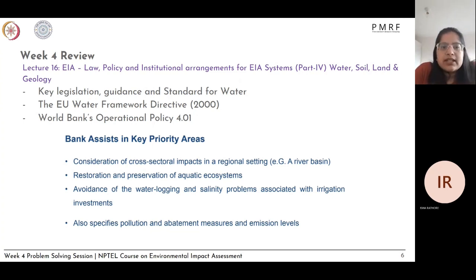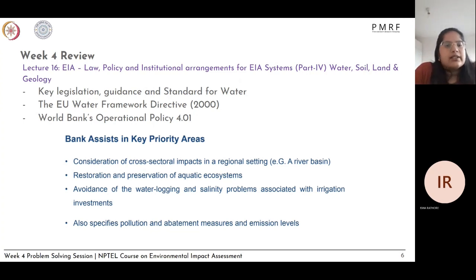Here we look at the key legislation, guidance, and standards for water. We looked at the European Union's Water Framework Directive from the 2000s, and the World Bank's Operational Policy 4.01, which identified key priority areas such as considering cross-sectoral impacts in a regional setting like a river basin. It also talked about restoration and preservation of aquatic ecosystems as one of its key priority areas.